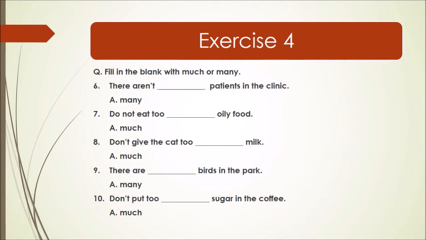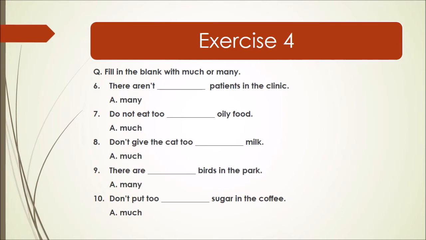Number seven, we do not eat too dash oily food. We do not eat too much oily food. Why do we use much here? Because oily food or food is what? Uncountable. Do not give the cat too dash milk. Do not give the cat too much milk. Milk is again uncountable, so we use much here.